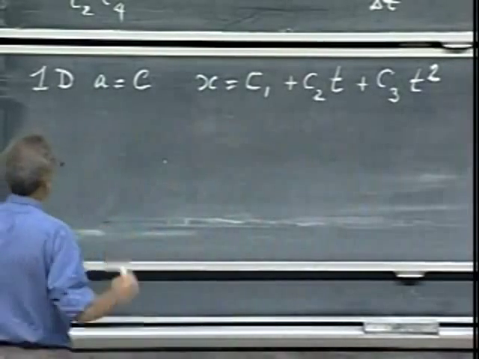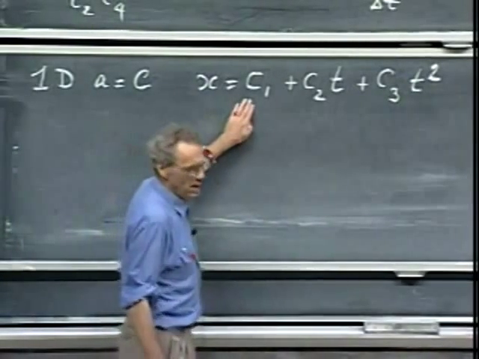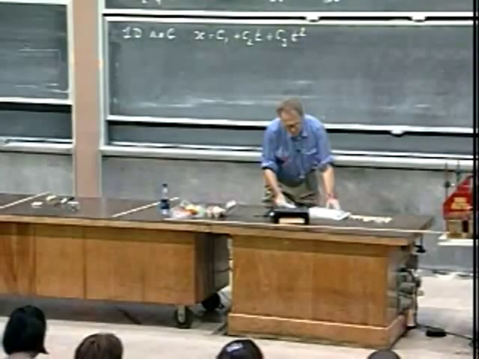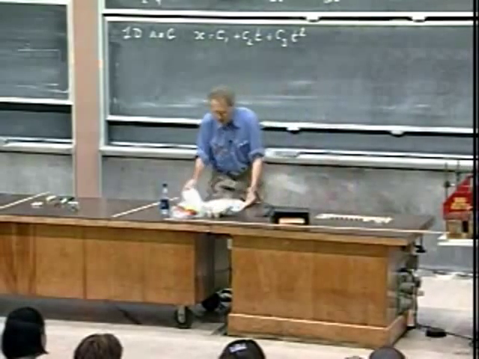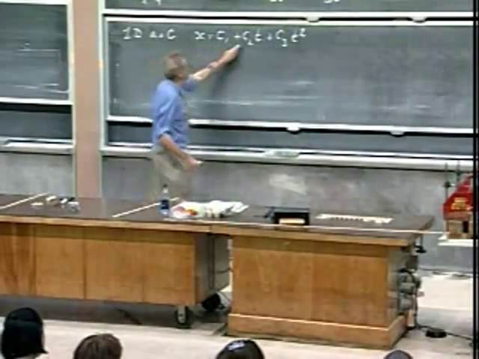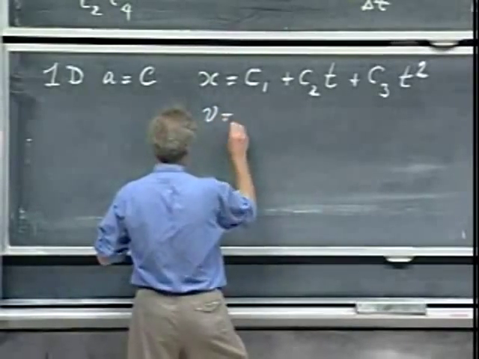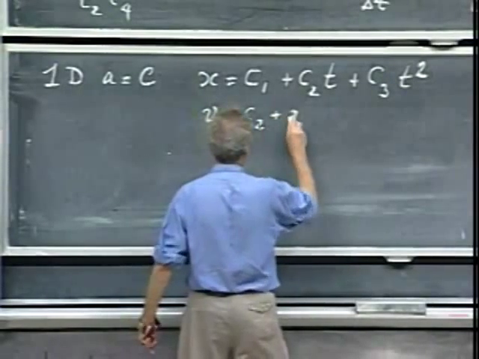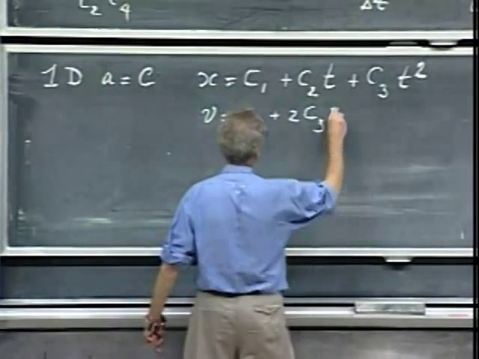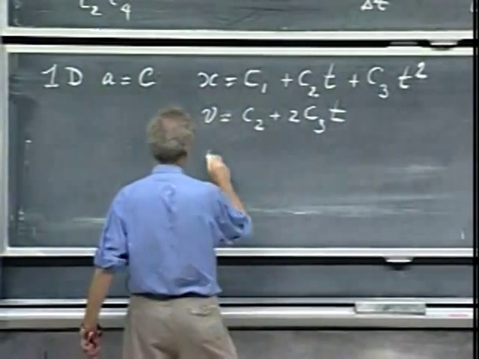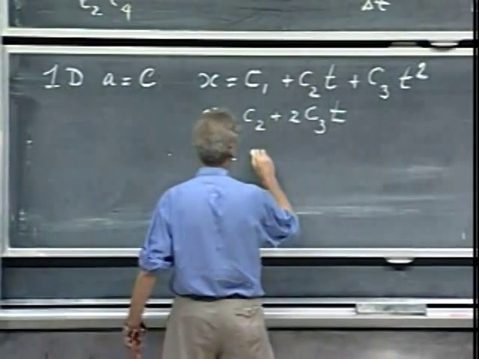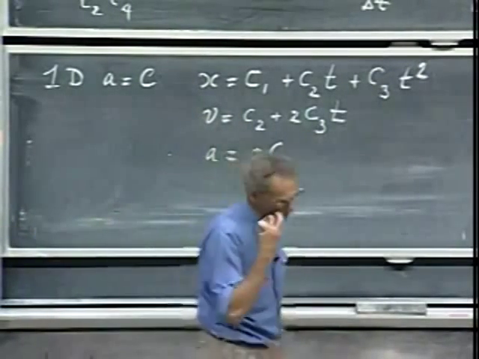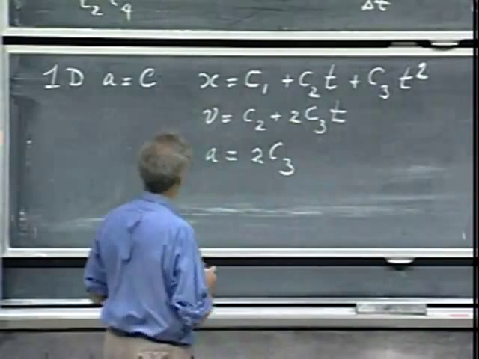And notice, I already erased my example. But you would have seen this was an 8 before. And here we had, what did we have? We had minus 6t, and we had plus 1t squared. So you recognize these three. I can now take the derivative. And so I get v equals c2 plus 2c3 times t. And then I get the acceleration equals 2c3. And now we get some insight into these quantities.